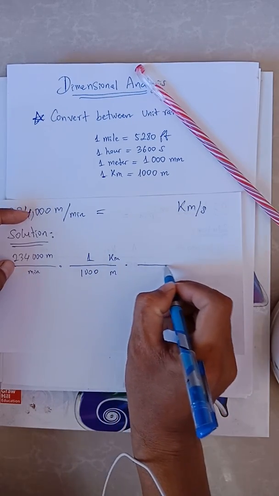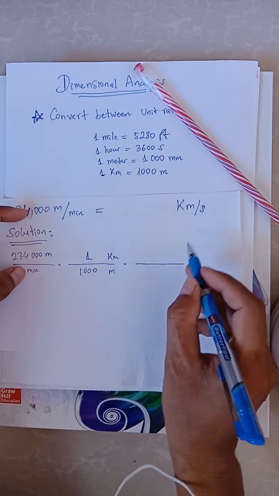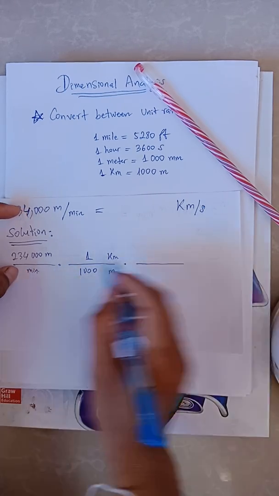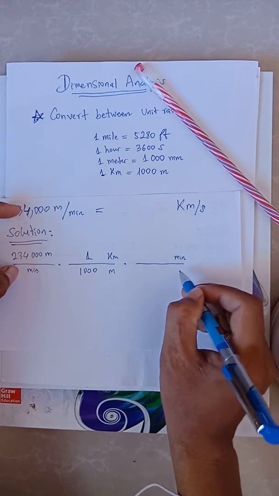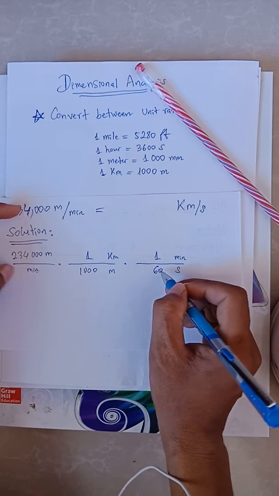After that, we try to simplify minute, and of course see minutes down here, you put minute up here, and then second down. So 1 minute equal to 60 seconds.